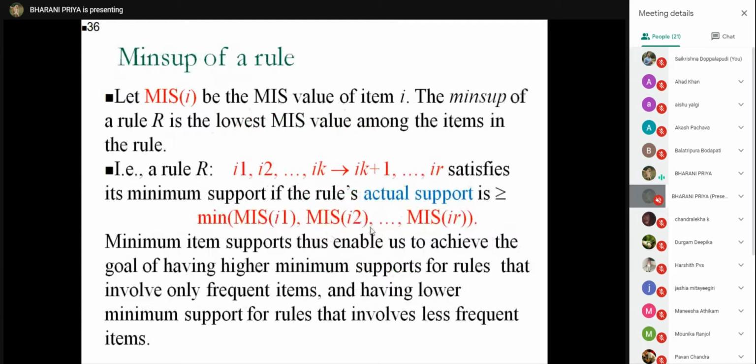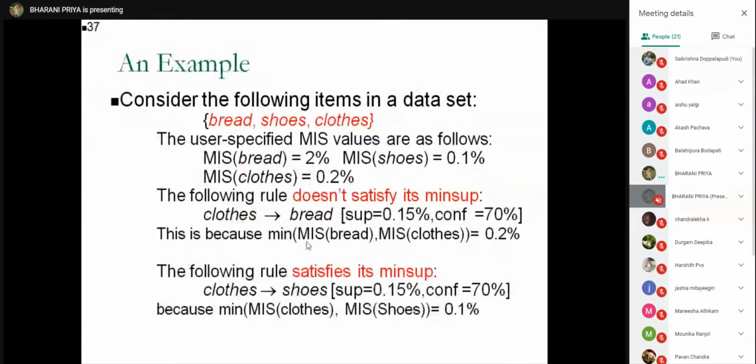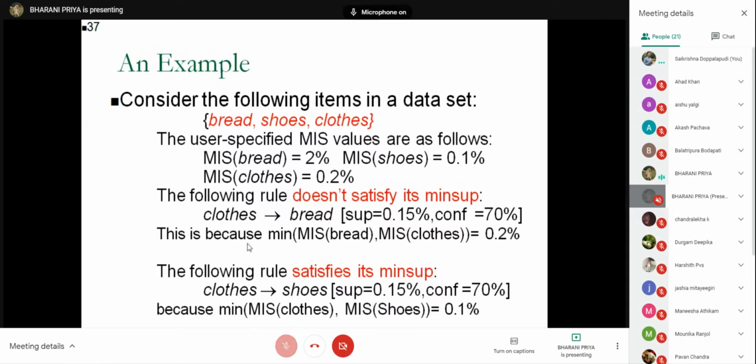The minimum of the MIS values should be less than the actual support. That is, the actual support should be greater than the minimum of the MIS values. So the minimum of the MIS values is 0.2%. This 0.2% should be less than our actual support. But the actual support here is less than 0.2%. So we are eliminating this rule. This rule should not be considered. Is this point clear? Or shall I repeat?